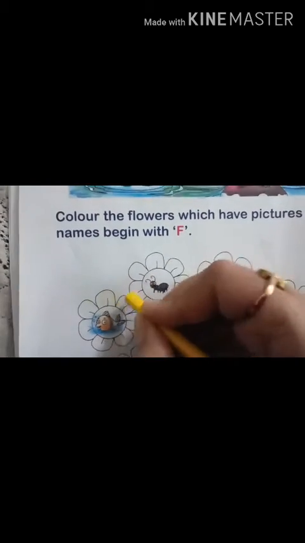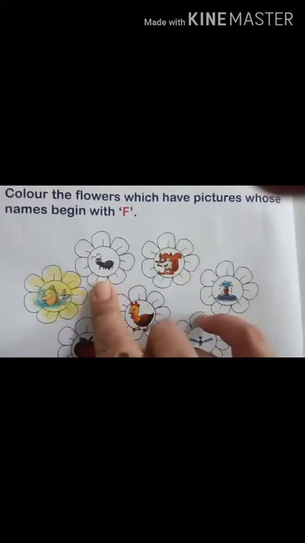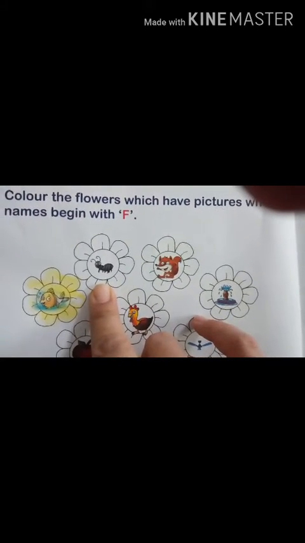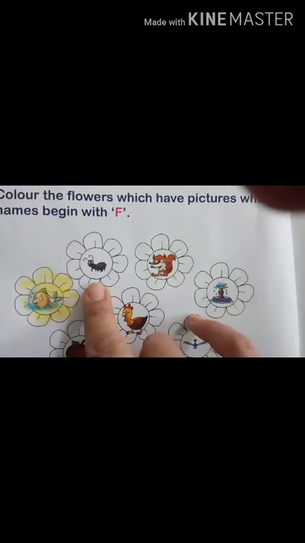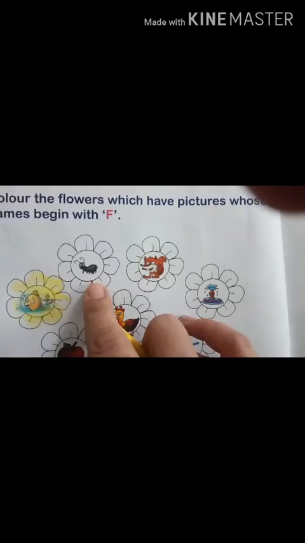First boundary. Now left, right. Move color in only two directions. F for fish. Now look here. This is ant. But F sound is not coming. Okay, so I will not color this picture.